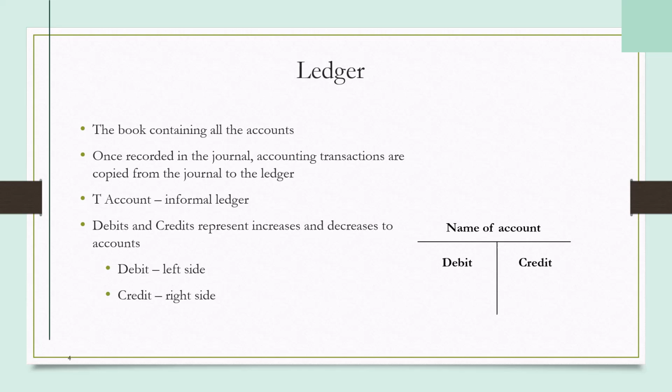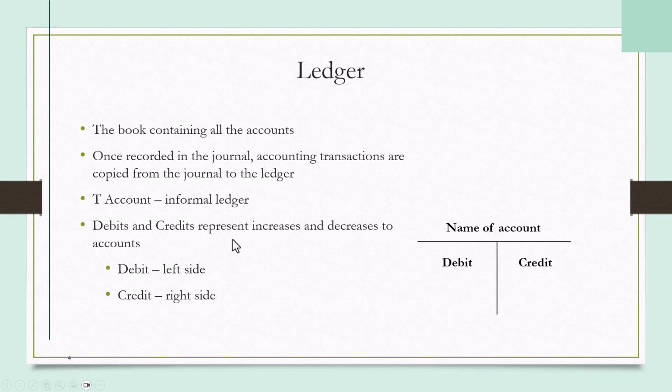And then we also, in lesson 6, talked about the ledger, and I actually did it backwards. I did the ledger first and the journal second in the video sequence. And that's just because it's easier to learn debits and credits when you have the visual of the T accounts. And T accounts are an informal ledger. You would copy any debits and credits from the journal over to the ledger.